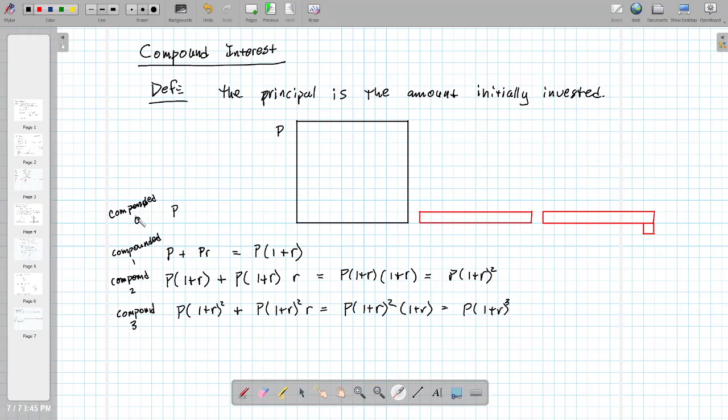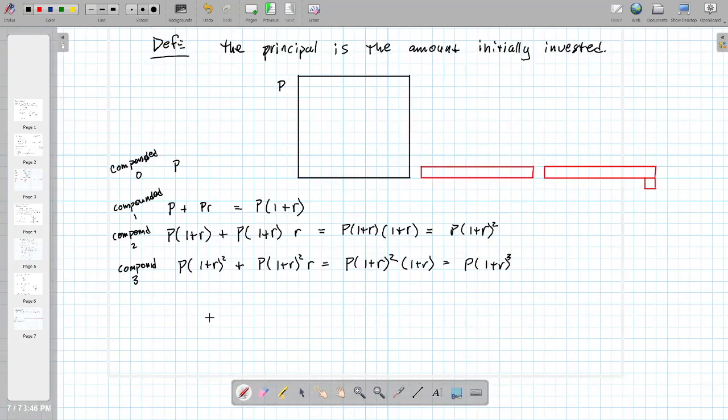So notice, after each compound, 1, we have a power of 1, 2, we have a power of 2, 3, we have a power of 3, and so on and so forth. And we can do this as long as we want, but we'll end up getting a certain formula. Our very basic formula would be this: A of t is equal to P times (1 plus r) to the t power.